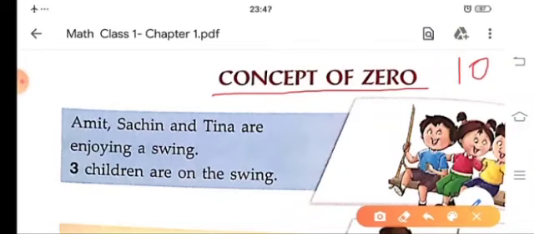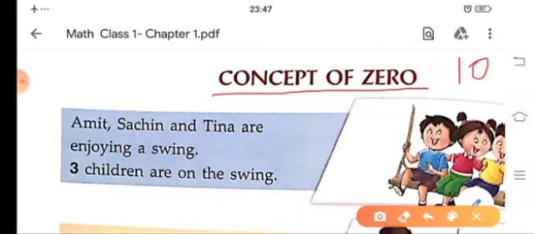Suppose your mama has given you 5 toffees and you have eaten all the 5 toffees. So what is left? That means no toffees are left. It means nothing is there. So it is said as 0.